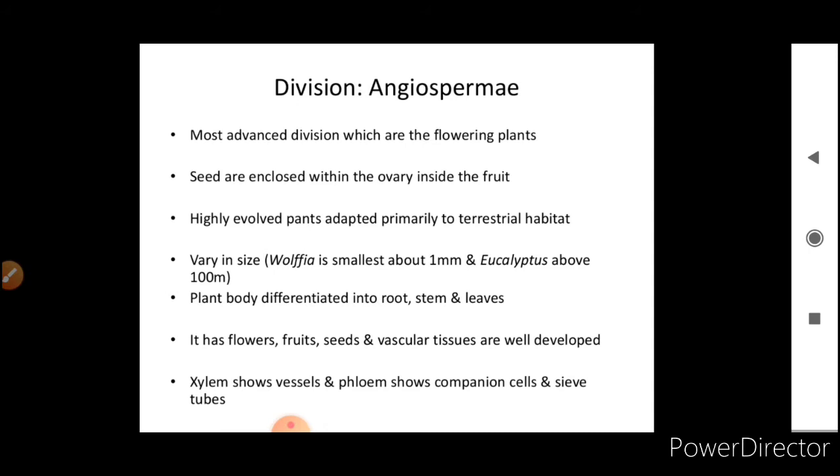It has flowers, as they are also called flowering plants. There will be production of fruit, seeds and vascular tissues also, xylem and phloem. Xylem is for water conduction and phloem is for food conduction, and both are well developed. So what do you understand by vascular tissue? They are the conducting tissues which are present in plants. Now xylem shows vessels and phloem shows companion cells and sieve tubes. Xylem will have vessels and tracheids, and phloem shows companion cells, sieve tubes and sieve cells.